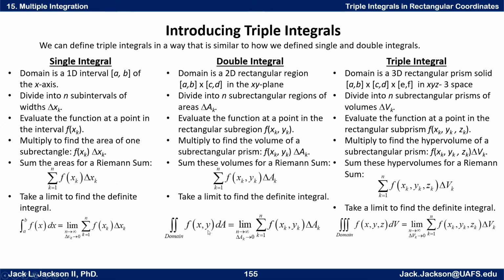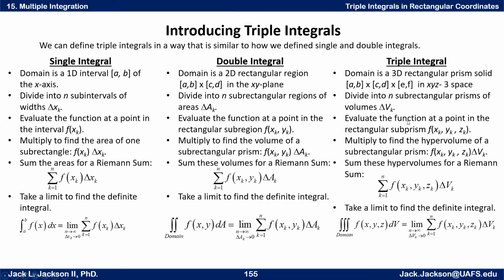Well, if you understand that, it's not a big step to go to triple integrals. Now, instead of a 2D rectangular region, we have a 3D rectangular solid prism for our domain. For example, x could go from a to b, y from c to d, and z from e to f. This is xyz three-dimensional space. We divide it up into n sub-rectangular prism pieces. Each one has a volume of delta V sub k. We could do it again in such a way that all those are the same, but again, it's not necessary.